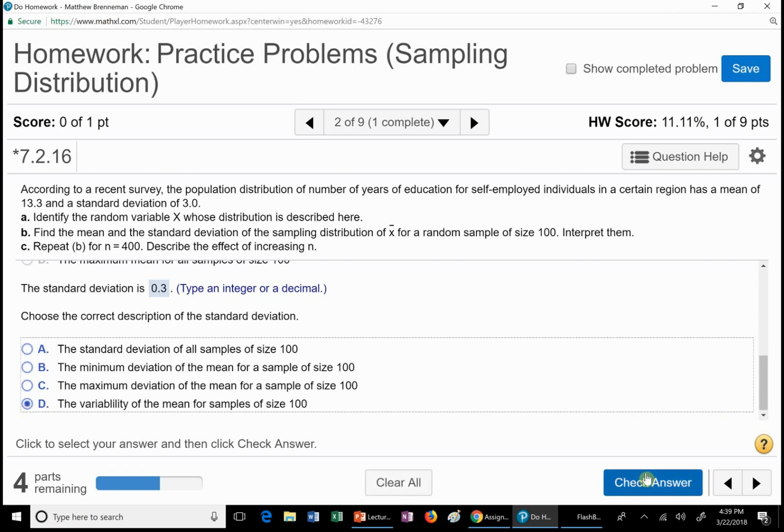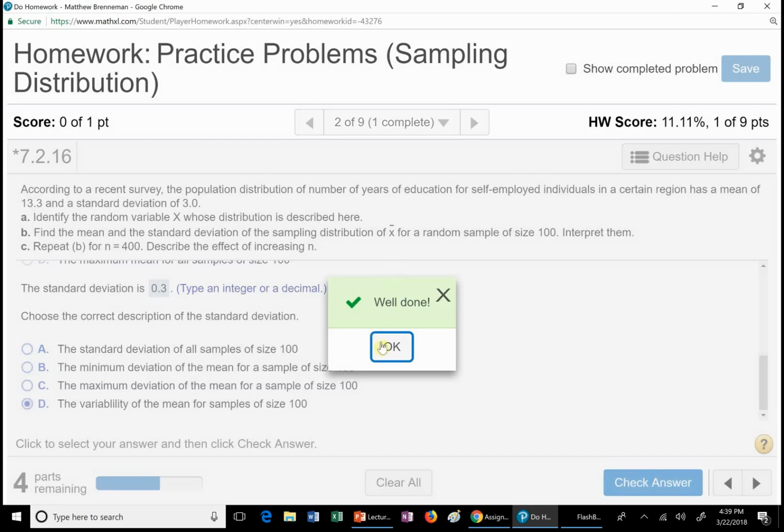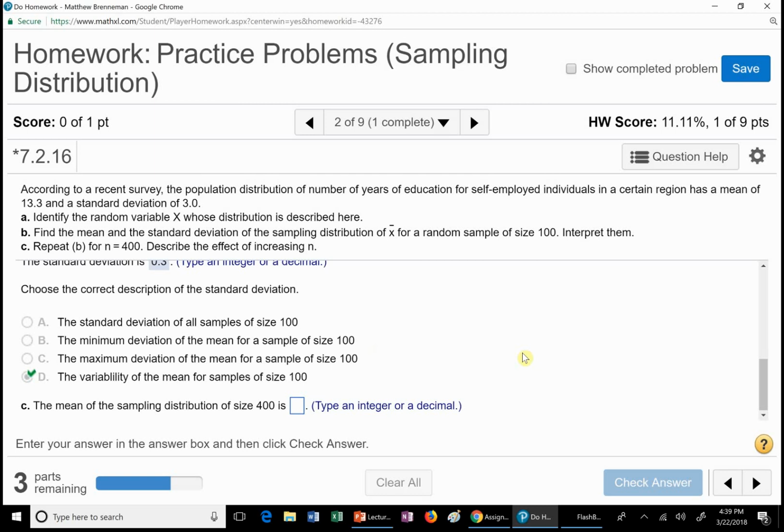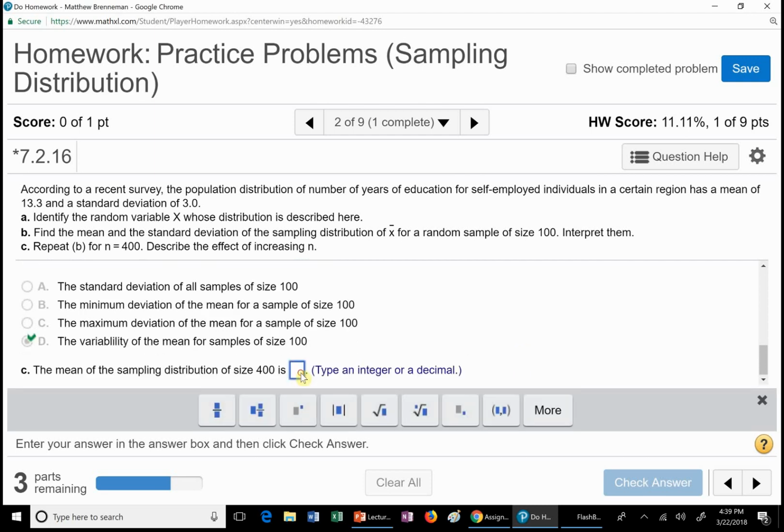All right. So what if we change the sample size? Now we have a sample size of 400. What's the mean of the sample mean value? It's the same. It could be anything: 1, 2, 5, 100, 2,000, it doesn't matter. The mean of the sample means is always the same as the population mean of X. Good.